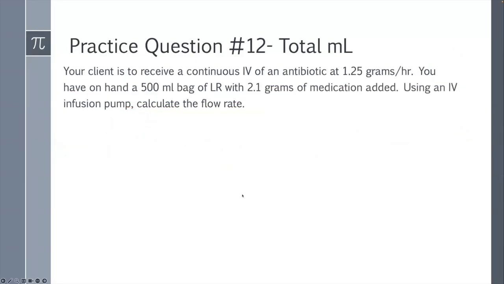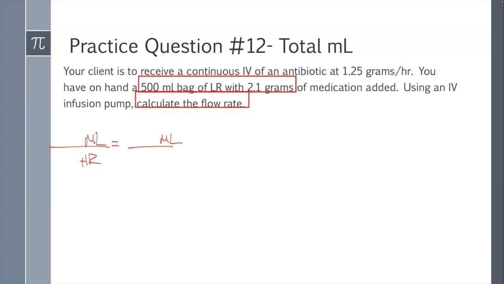So your client is to receive a continuous IV antibiotic at 1.25 grams per hour. You have on hand a 500 milliliter bag of LR, lactated ringers, with 2.1 grams of medication added. Using an IV infusion pump, calculate the flow rate. What are we solving for? Remember, we said the flow rate is a volume over a time frame. So that could either be milliliters per hour or drops per minute. We don't have any drops, so we are solving for milliliters per hour.